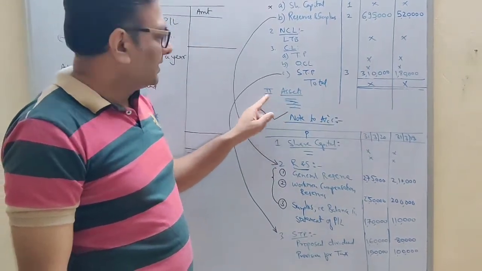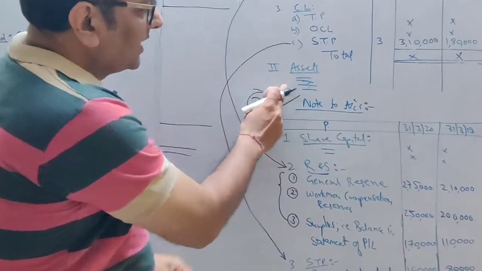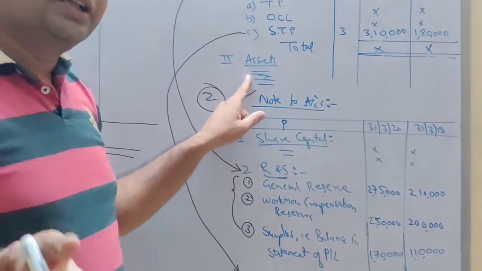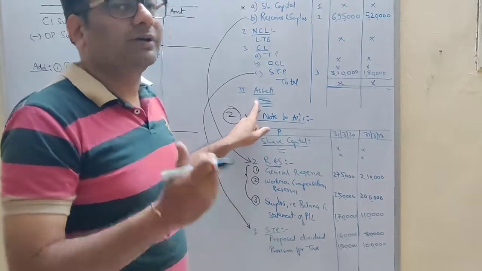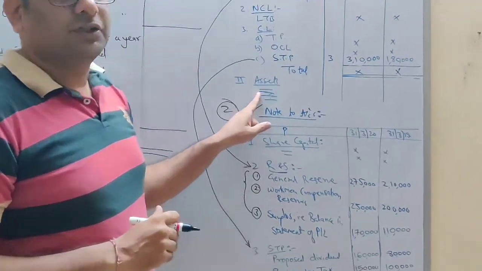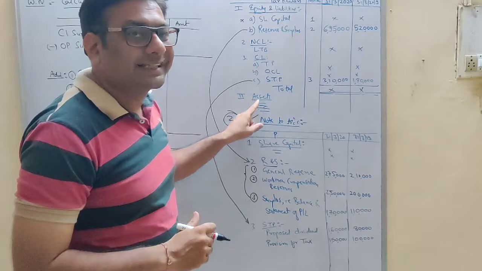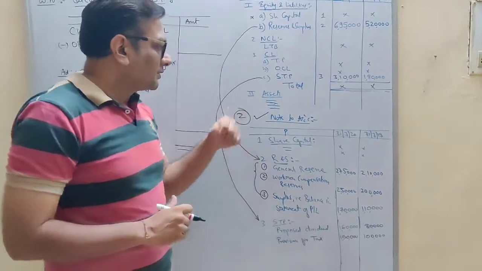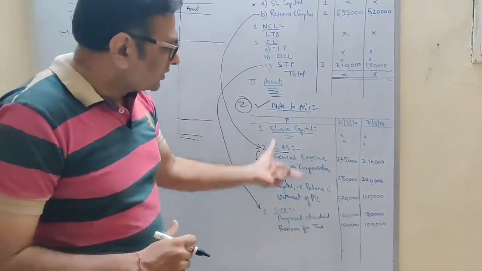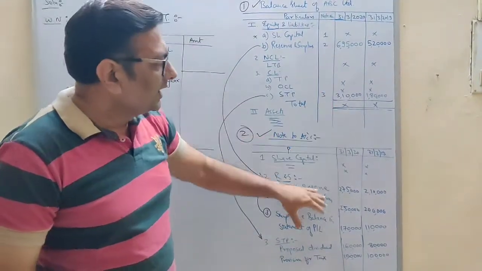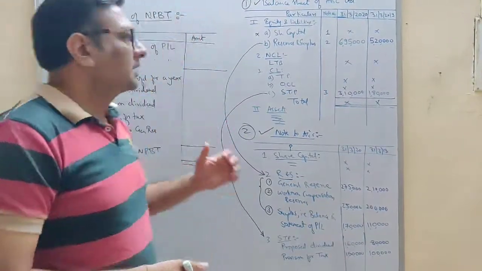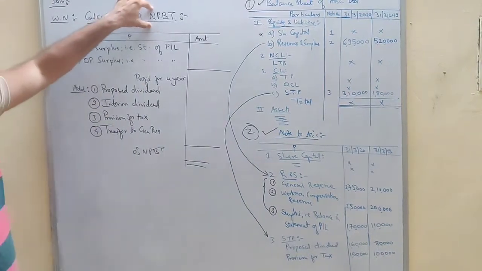Then in the balance sheet they have given you assets with different headings like non-current asset and current asset, and you know these are not taken into consideration for the calculation of NPBT. That's why I have not written this part of the question. It's not useful. Now note to account. So this is what the entire question is about. I have written only the amounts which are useful for the calculation of NPBT.